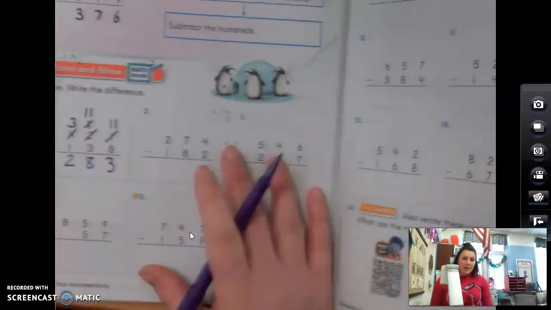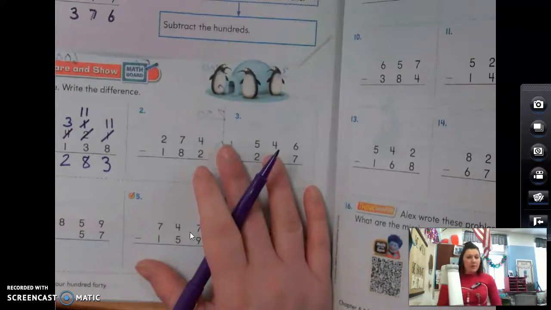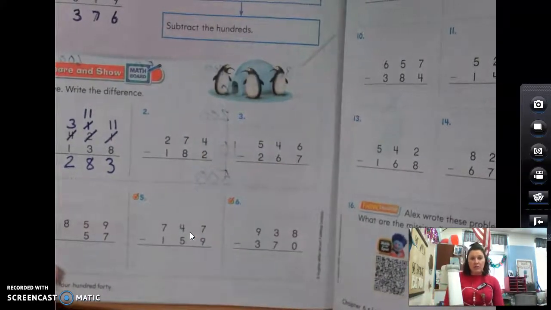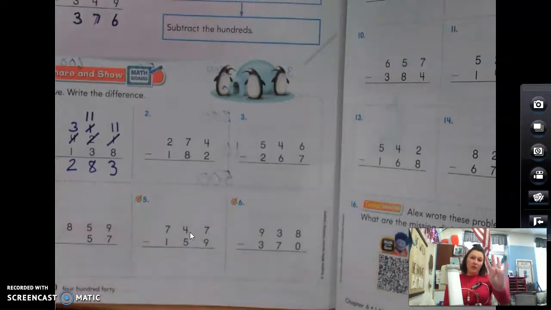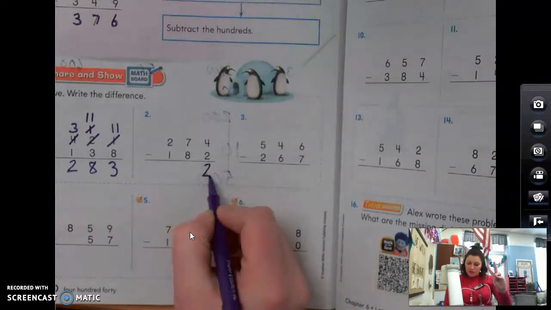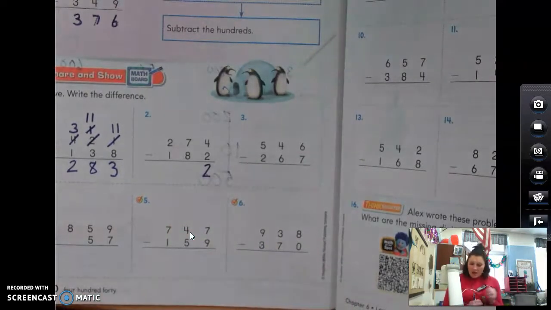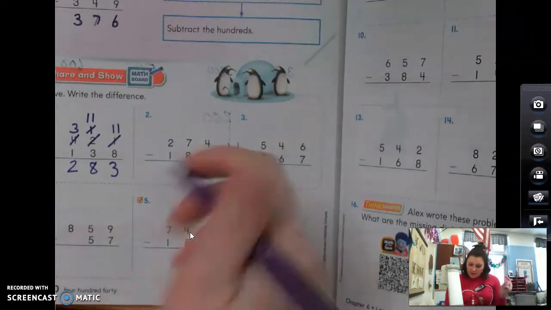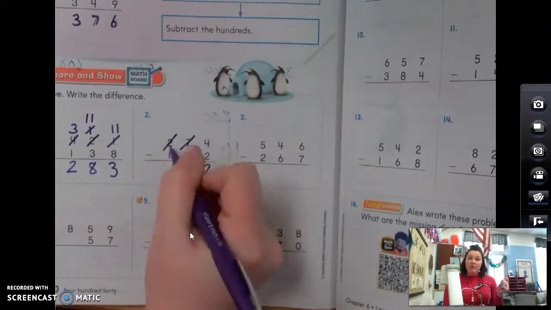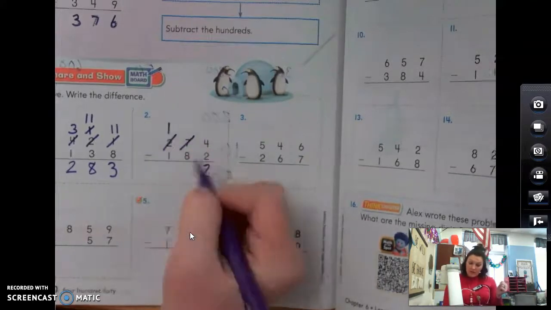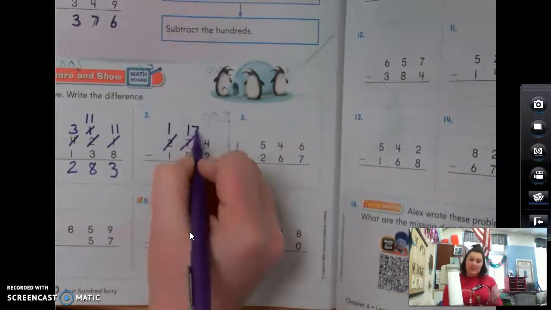Okay, all right, and number 2, 274 minus 182. When I look at the ones place, 4 minus 2, if I have 4, can I take away 2? Yeah, I can. The answer is 2, so I don't need to regroup there. 7 minus 8. 7 bigger or smaller than 8? Well, it's smaller, so that means there's more on the floor. So I got to go next door, cross out 7, cross out 2. The 2 becomes 1. The 7 becomes 17.